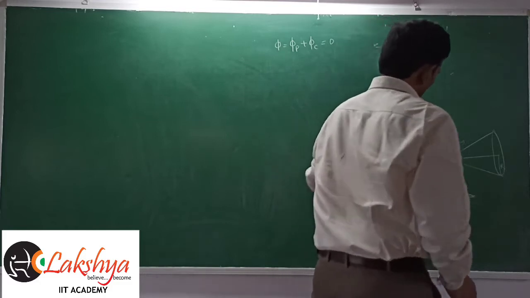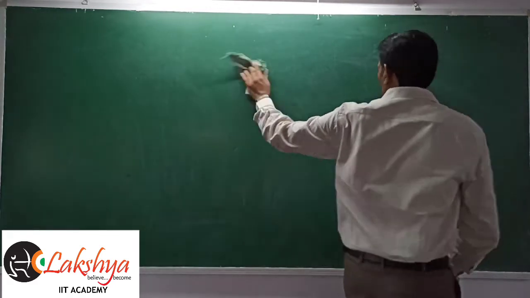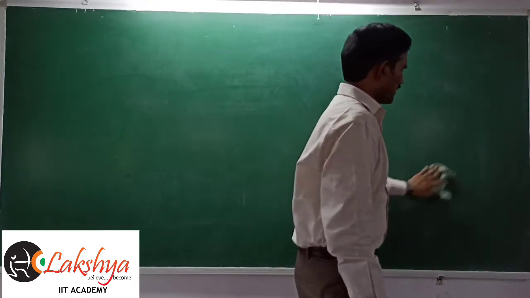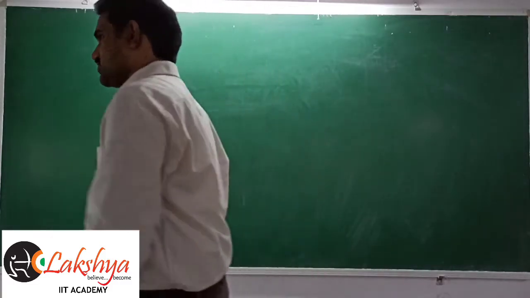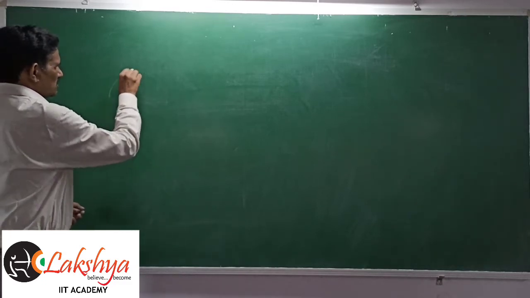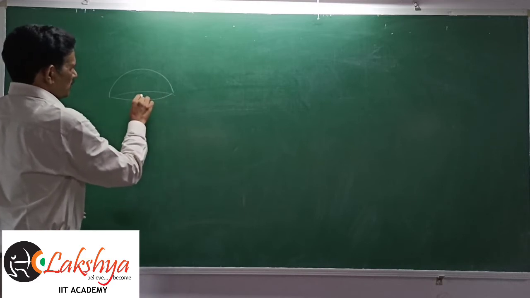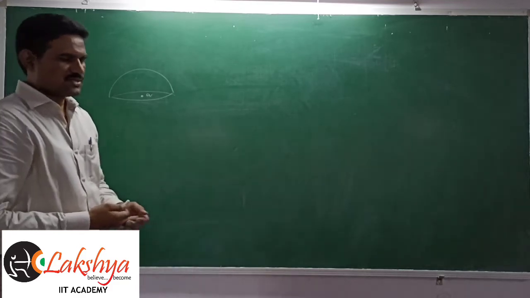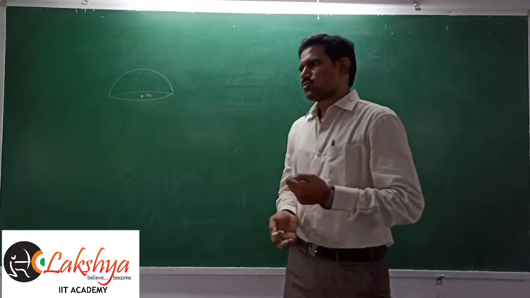And here sometimes one more method is required to calculate the flux, that is by constructing a complete diagram. We actually discussed that model already. If you are taking this hemispherical surface and placing a charge at its center, we already discussed that we need to take the charge belonging to that hemisphere as q by 2. Why do we take it as q by 2? Because we imagine a complete sphere here.